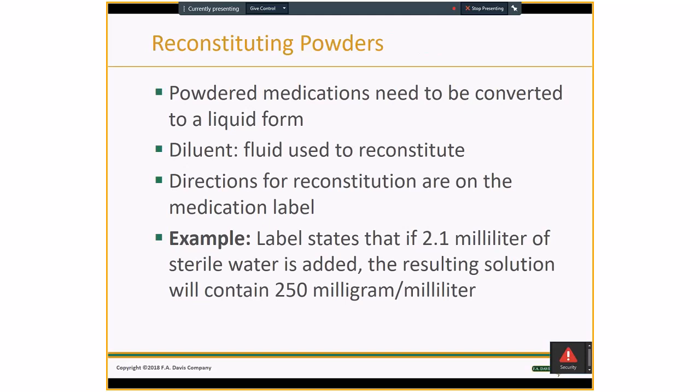But when you do it, you have to know what the dose is after you do it. So usually on the bottle it'll tell you. So for their example, it says if 2.1 milliliters of sterile water is put into that vial, then your solution will be 250 milligrams per milliliter. So that's another calculation that you might end up having to do.